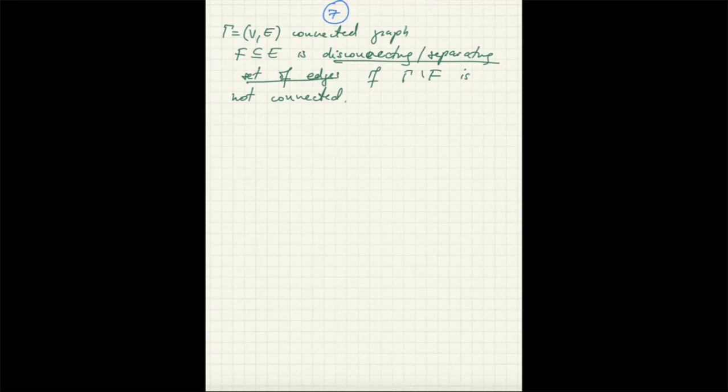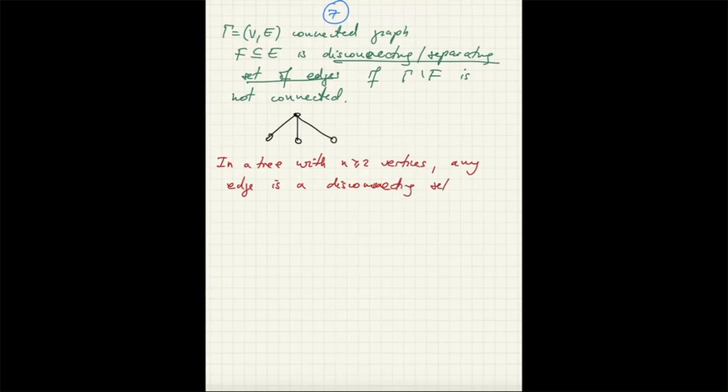Now the picture is a bit different here. Let me give you some simple examples. Let's say we take a tree like this one. In this situation, in a tree with n greater than or equal to 2 vertices, any edge is a disconnecting set.